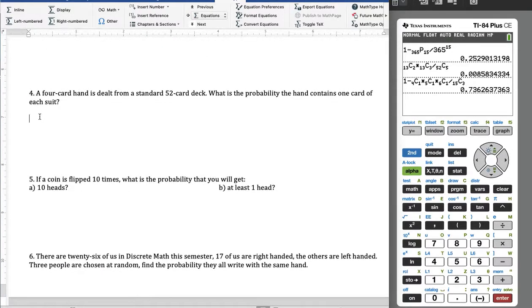A four card hand is dealt from a standard deck of 52 cards. Probability that the hand contains 1 card of each suit. Well, what we need to think about is 1 card of each suit. That means 1 heart, 1 diamond, 1 spade, and, I'm being very deliberate about my words there, and tells us that we're multiplying, and 1 whatever else is there, club.